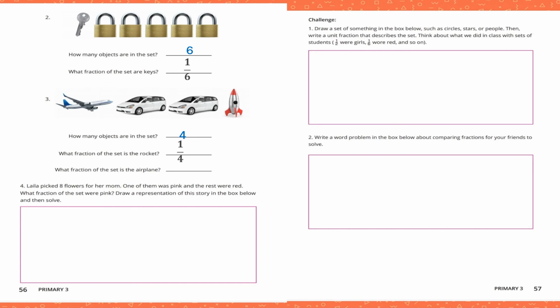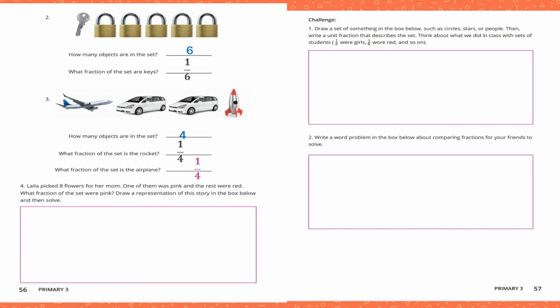What fraction of the set is the airplane? How many airplanes here? How many airplanes? Just one. One out of what? Out of 4. So it's a quarter.